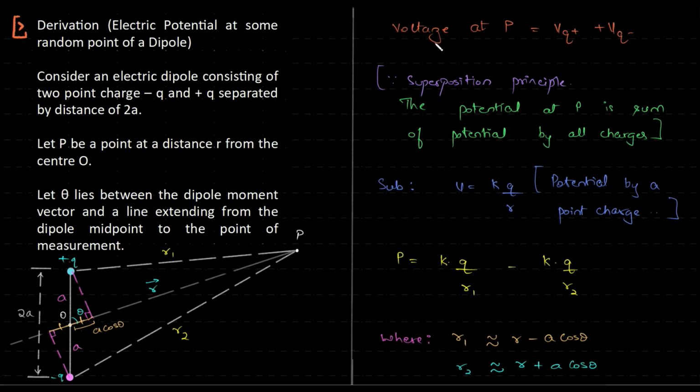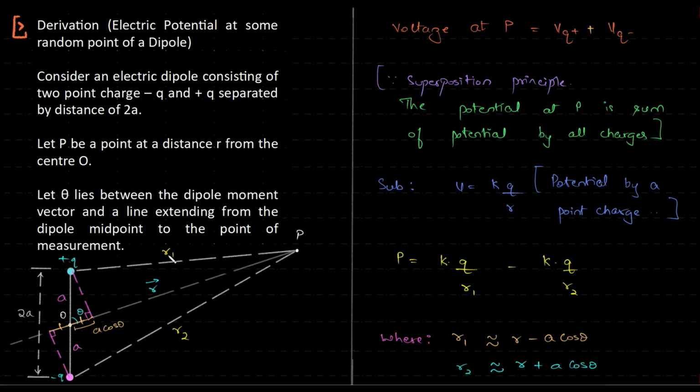So potential at a point can be found by adding them up algebraically. It's not a vector addition, it's algebraic addition. So this is superposition theorem. As per superposition theorem, we can do this. Now, any point charge at a particular distance will produce this potential. And substituting that for plus q and minus q, we get this particular expression.